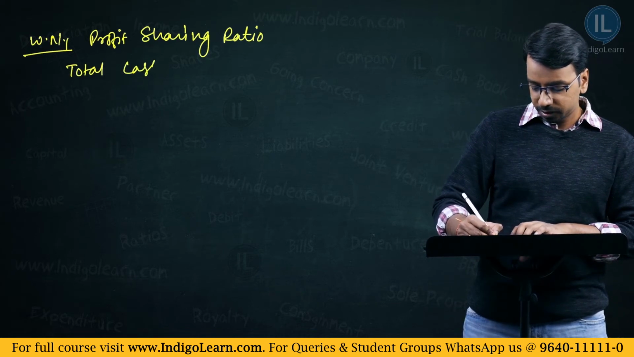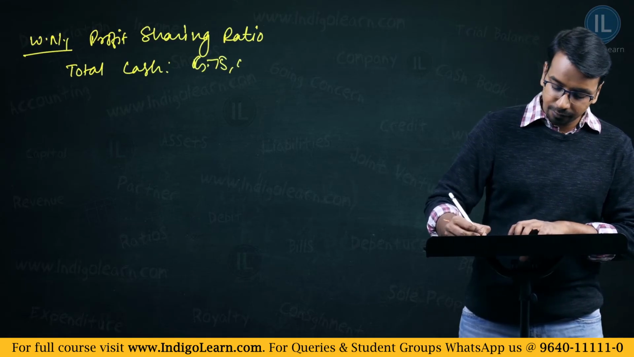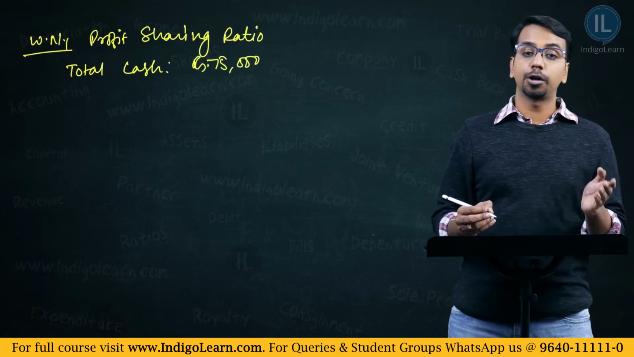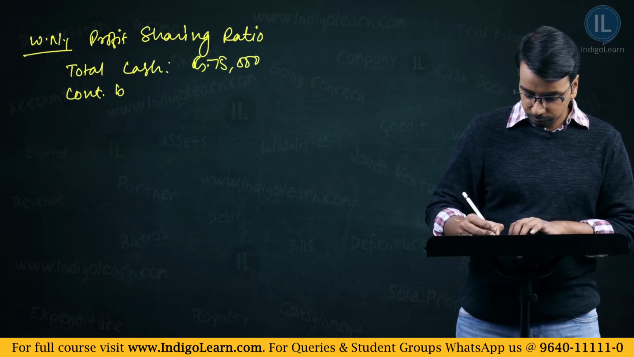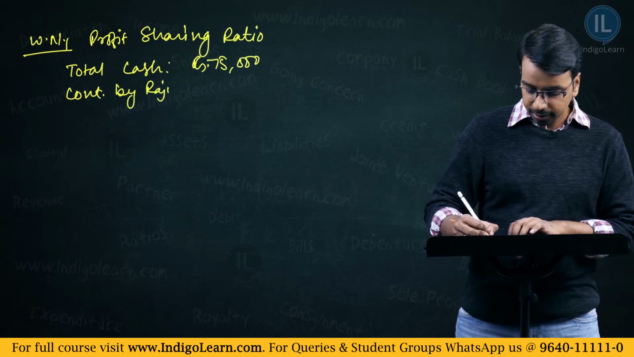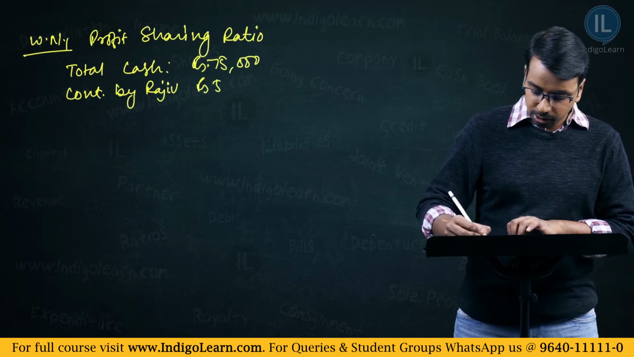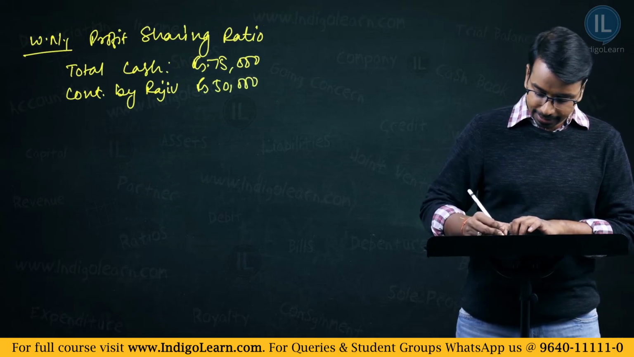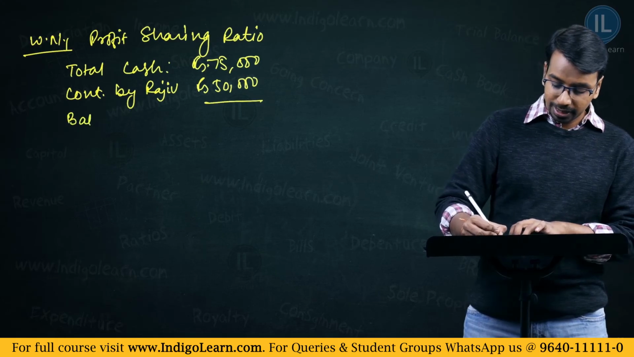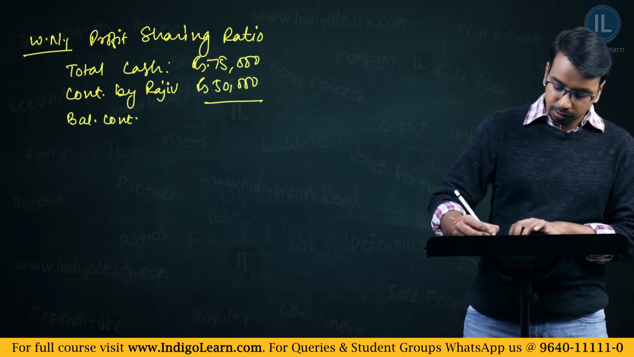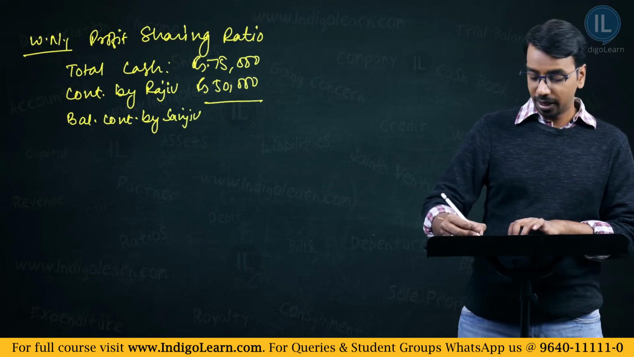Total cash contributed is rupees how much? 75,000. How much was contributed by Rajiv? The question says contribution by Rajiv. What is the contribution by Rajiv? Rupees 50,000, and whatever is the balance. What is the balance? Balance contribution by Sanjeev. How much is the balance?